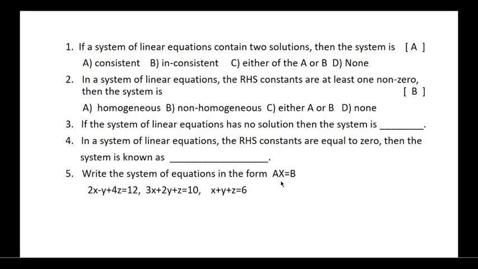Here multiplication is possible. Why? Because A contains 3 columns and X contains 3 rows. That's why A is a 3 by 3 matrix and X is a 3 by 1 matrix. So the resulting matrix is again 3 by 1, that means it contains 3 rows and 1 column. That one is 12, 10, 6. Like that, we can write any system of linear equations in matrix form.